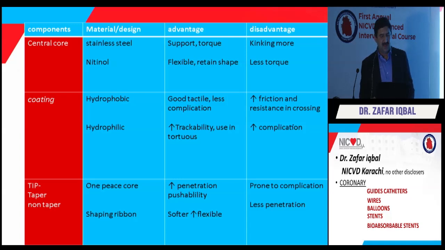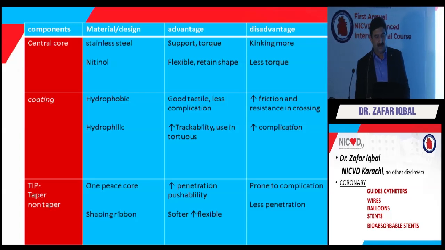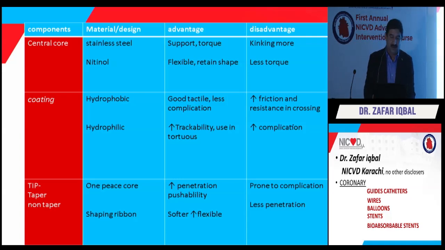Tips are tapered and non-tapered. Usually most of the guide wires have a tapered tip because that increases the penetration capability of the wire. Another design of the tip is a one-piece core or a shaping ribbon. One-piece core has the capability of increasing penetration and pushability, but is prone to complications. Most of the CTO wires have a tapered tip and a one-piece core design for the tip. And a shaping ribbon is usually softer and flexible. They are used in floppy wires.